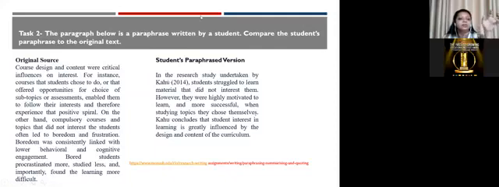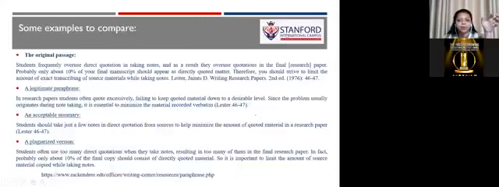Now, let's look at all of them together. Let's look at the original version. Okay. Students frequently overuse direct quotation in taking notes. And as a result, they overuse quotations in the final research paper. Probably only about 10% of your final manuscript should appear as directly quoted matter. Therefore, you should strive to limit the amount of extracts transcribing of source materials while taking notes. Okay, this is the original passage.